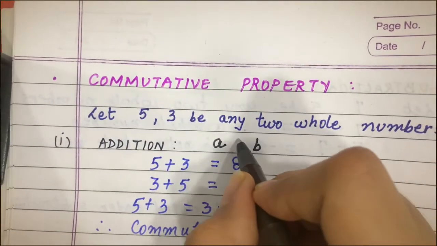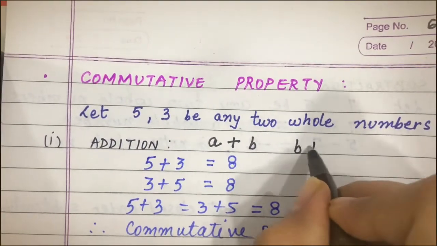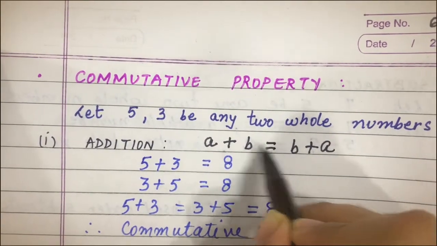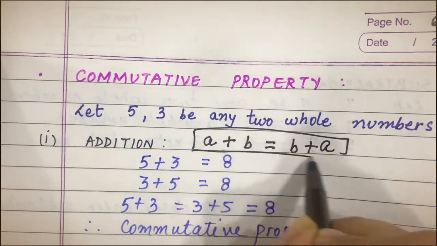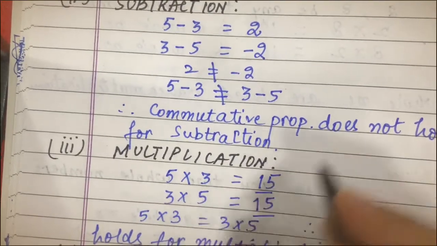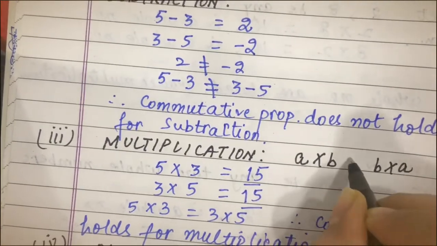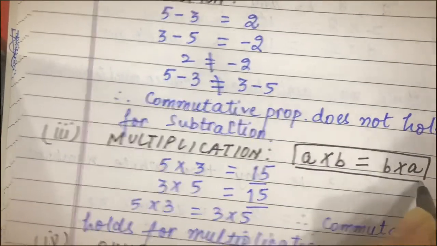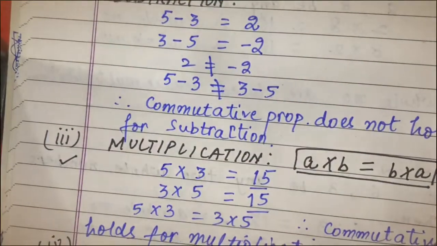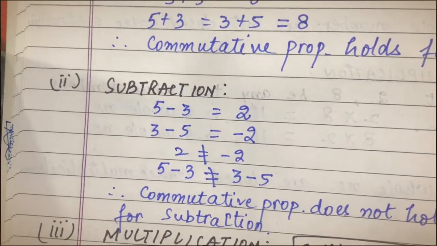The commutative property for addition says, if you are writing A plus B or B plus A, meaning first number plus second number or second number plus first number, it gives the same answer, right? Similarly, it's true for multiplication, and in multiplication, if the first number is multiplied by the second or the second is multiplied by the first, both will give you the same answer. Is the thing clear? So commutative property holds for multiplication and addition only. I hope these properties are clear to all of you.